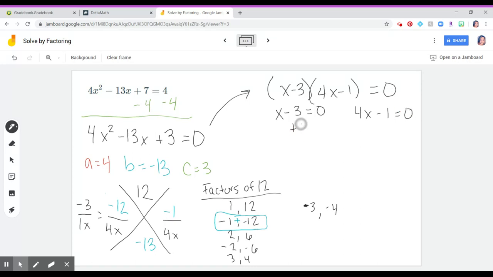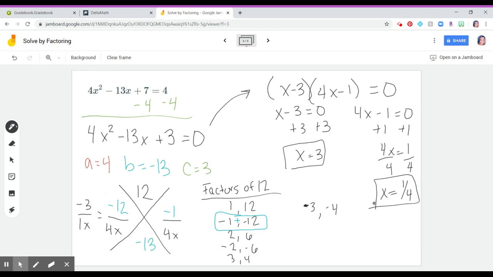and solve. So I'll add 3 here. So I get x equals 3. And then I add 1. So I get 4x equals 1. 0 plus 1 is 1. Divide by 4. And I get a fraction. That's okay. But these are my two answers.